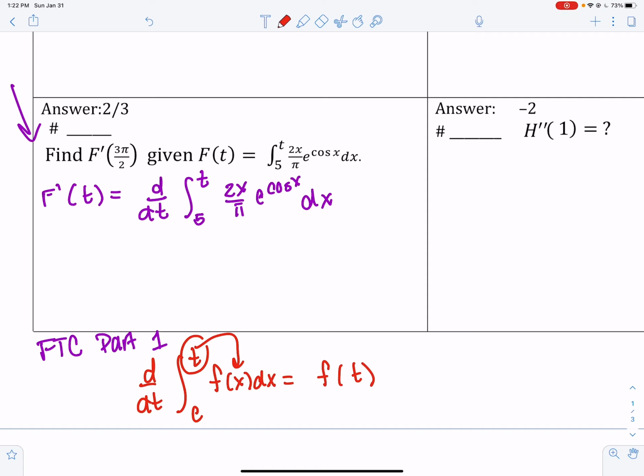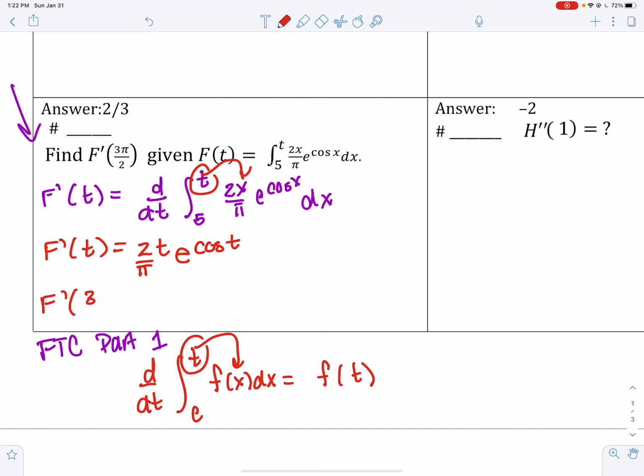Okay, so then this is equal to, we're just going to plug this in, 2t over pi e to the cosine t. The dx goes away once you take the integral, so don't worry about that. And you don't have to do a plus c because the derivative canceled with the integral. Alright, so that's f prime of t.